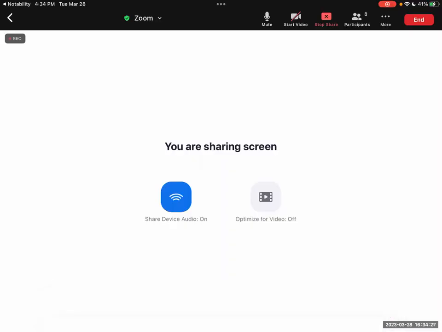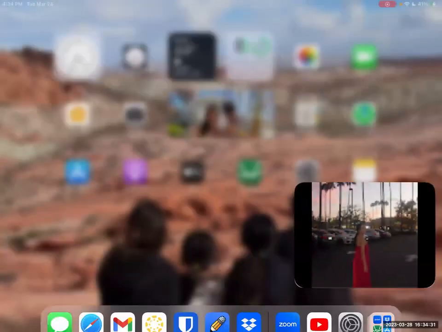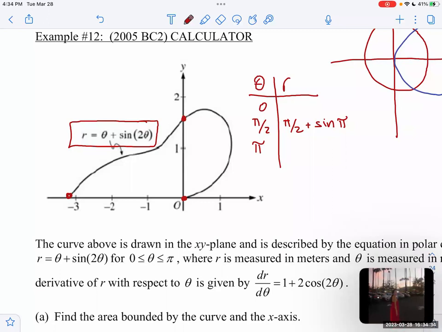So what I, I think I accidentally hit the Zoom, hold on.